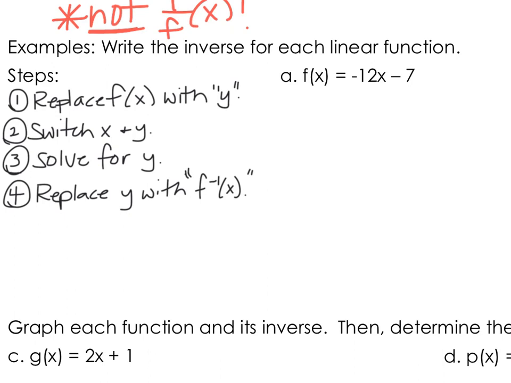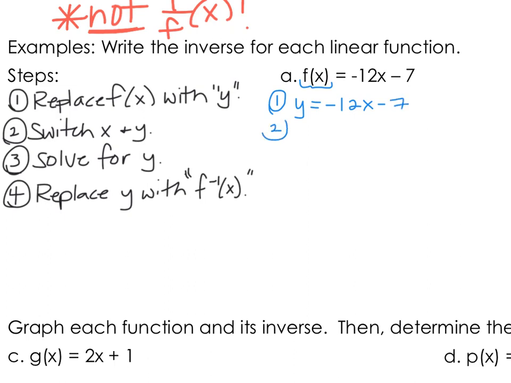The original function is f of x equals -12x minus 7. On the graph, that would cross the y-axis at -7 with a very steep slope of -12. If we want to create the inverse for this function, which would be the reflection over the line y equals x, the first thing that we do is we simply replace f of x with y. We write it out as y equals -12x minus 7.